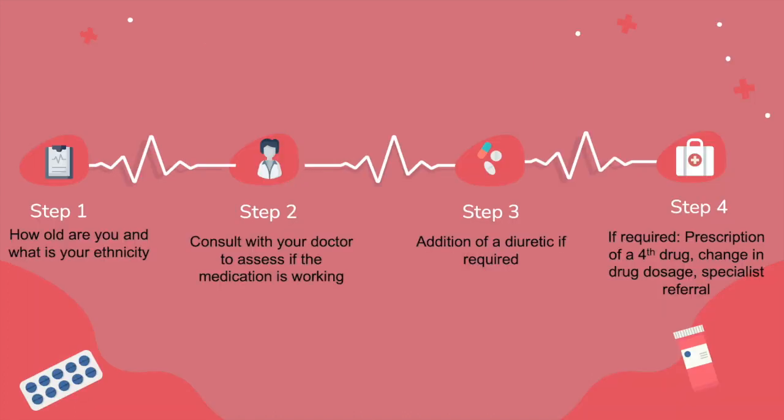Step 2. If your hypertension is resistant to medication, both ACE inhibitors and calcium channel blockers can be combined and dosages can be adjusted. Step 3. If elevated blood pressure persists, your doctor will likely recommend the addition of a diuretic to your regime. Step 4. If your hypertension is continually resistant to medication, your doctor may prescribe a fourth drug, further increase your dosage, or refer you to a specialist for treatments such as renal sympathetic denervation.